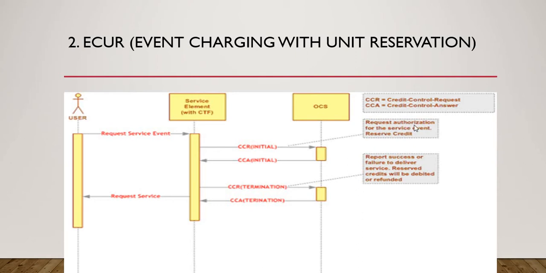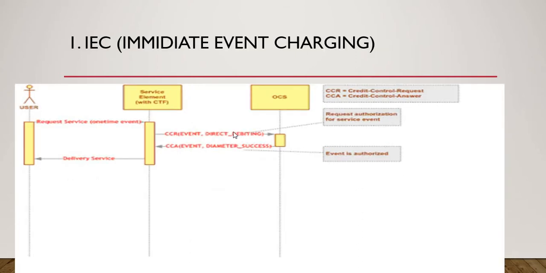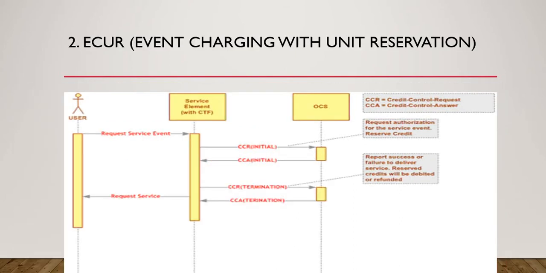In the first step, there is a request for authorization for the service event and to reserve the credit. In the previous example, in the single event itself, the authorization was also happening, and direct debit was happening. Now in the first step, a service element is just trying to authorize the subscriber and reserve the credit. If the credit is there, it will be reserved and it will go to the service element.